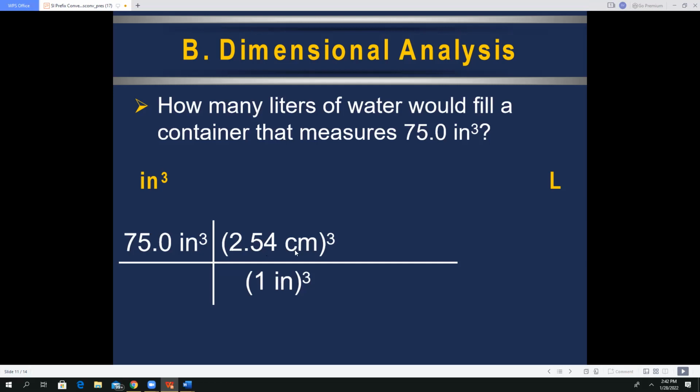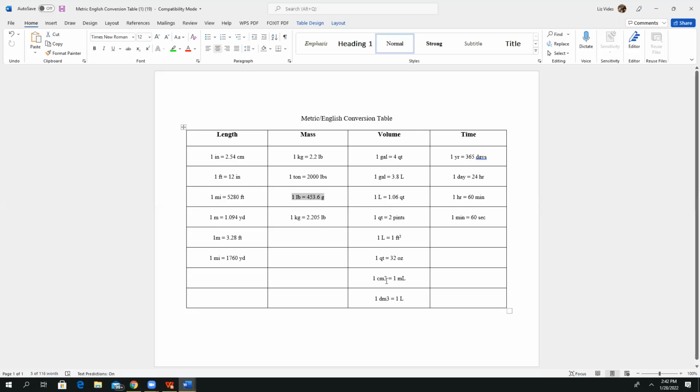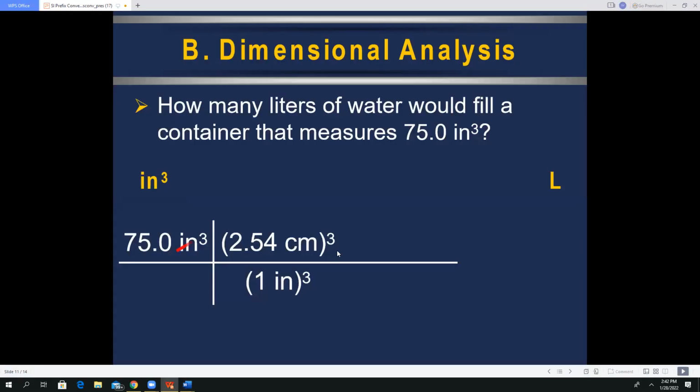Now, after you got that, how would you go to liters? Remember, we just said over here, once again, that 1 centimeter cube is equal to 1 milliliter. So now we know that next step. And that's just to change it.